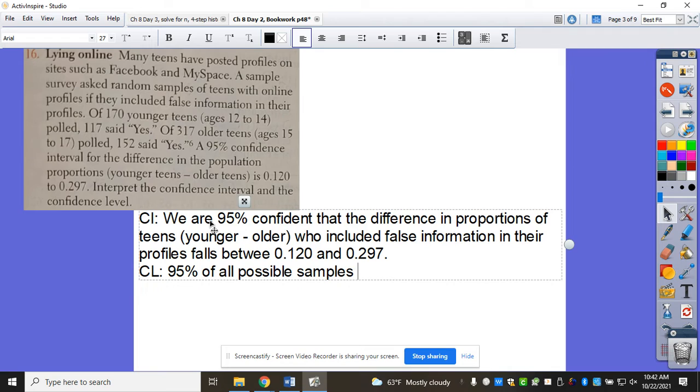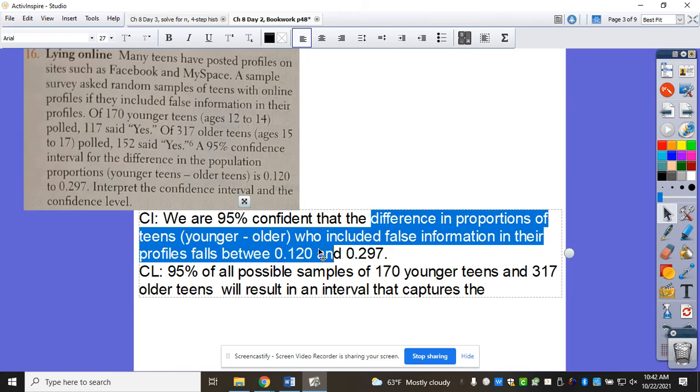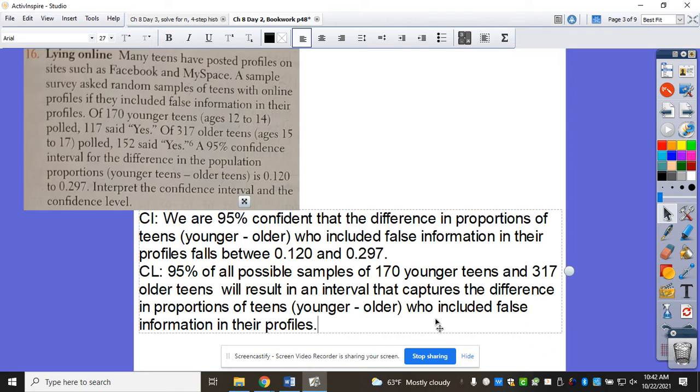of all possible samples of, and this is where I don't know that you guys would have done this right at this point, we had 170 younger. We have 2 different groups with specific numbers. So you would technically have to be specific about that. Again, not my biggest concern at this point right now. Will result in an interval that captures the, that same thing again.